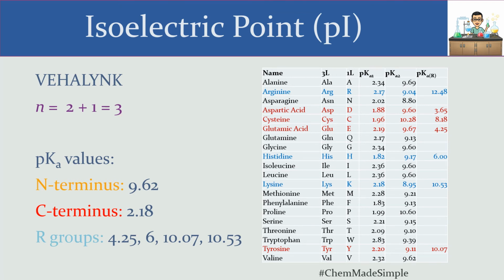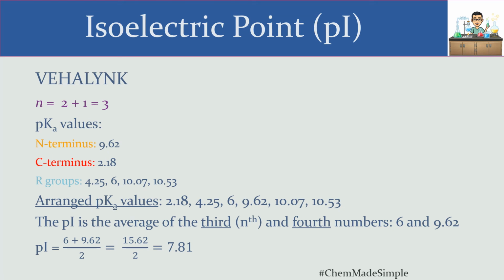So I'm going to list out my pKa values in order. That's going to be 2.18, because the lowest value is for the C-terminus, and then 4.25, 6, 9.62, 10.07, 10.53. The isoelectric point is going to be the average of the third term and the fourth term. Why? Because our maximum possible charge is 3. So I'm going to take my third term in that ordered pKa value list and average it with the fourth term. So 6 and 9.62 divided by 2.